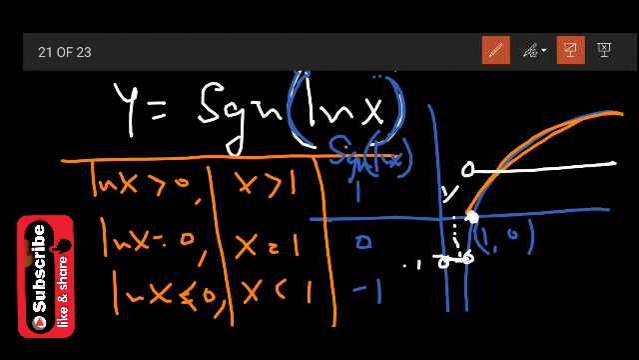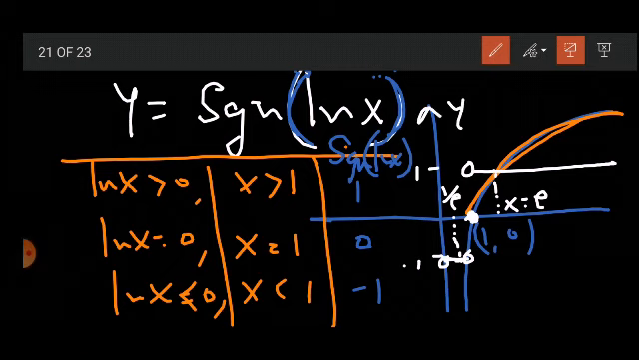This point is 1 by e, because at x equal to 1 by e, ln x attains the value minus 1. At x equal to 1 it attains 0, and at x equal to e it attains the value 1. This is the y axis over here, and the white portion is the graph of SGN of ln x.